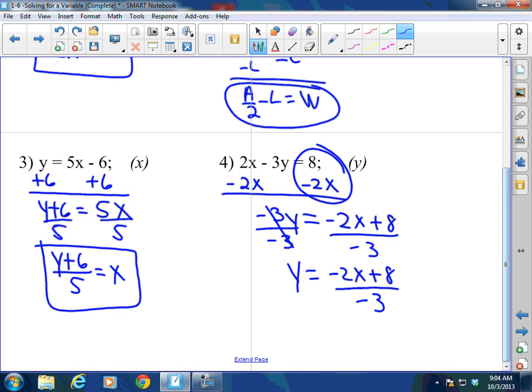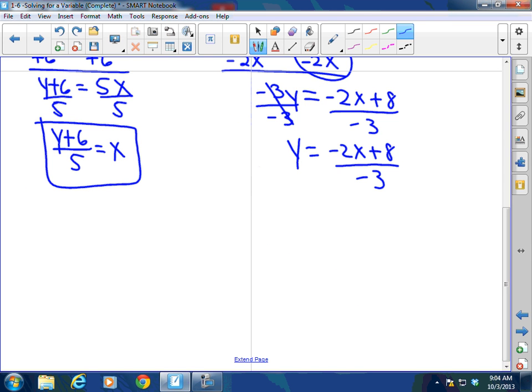Now, hold on, please. Pay attention to what happens here. Please remember that this is getting divided to this and this. Okay? So what happens here? This is really y equals 2x over 3 minus 8/3. Because negative 2 divided by negative 3 is 2/3. You keep it positive, keep it as a fraction. 8 divided by negative 3, it's negative 8/3.